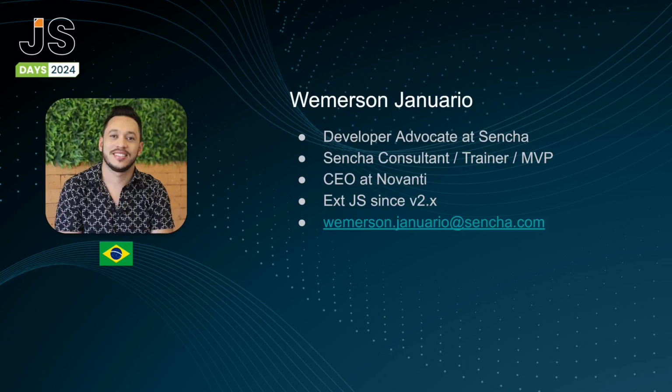I'm a developer advocate at Sencha and also CIO at Novante, a consultancy and software house company in Brazil. I'm a JavaScript developer since 2008 and a Sencha Ext JS specialist since version 2.0 of the framework. In all these past years, I increased my skills and became a senior developer, constant trainer, and also MVP. I was a product manager some years ago, and now I lead our developer and customer community to provide better relationships to customers and developers.